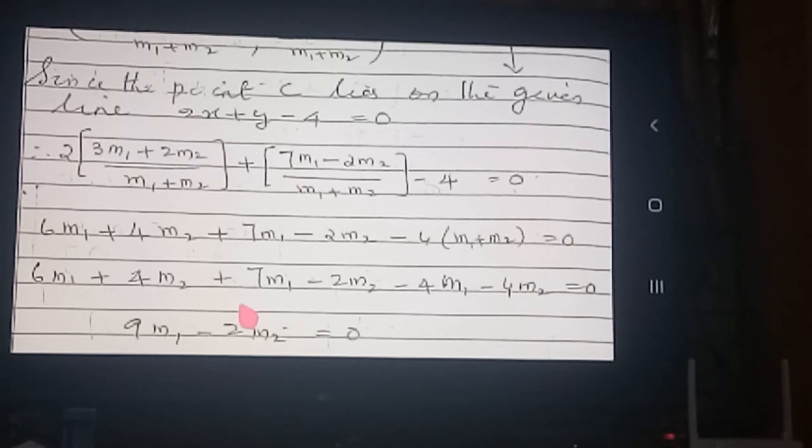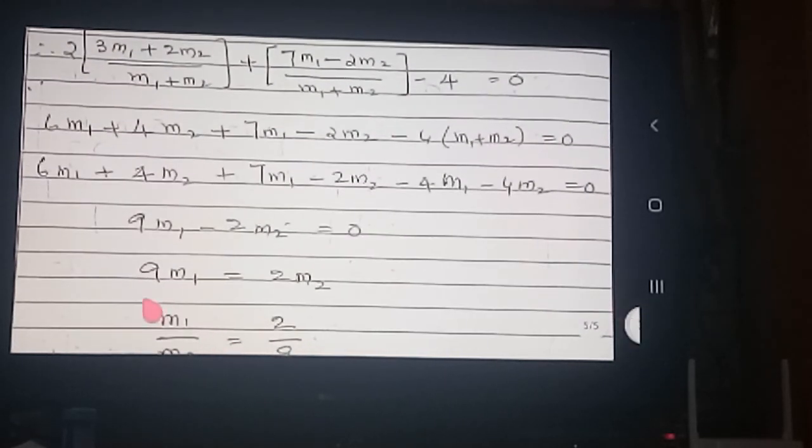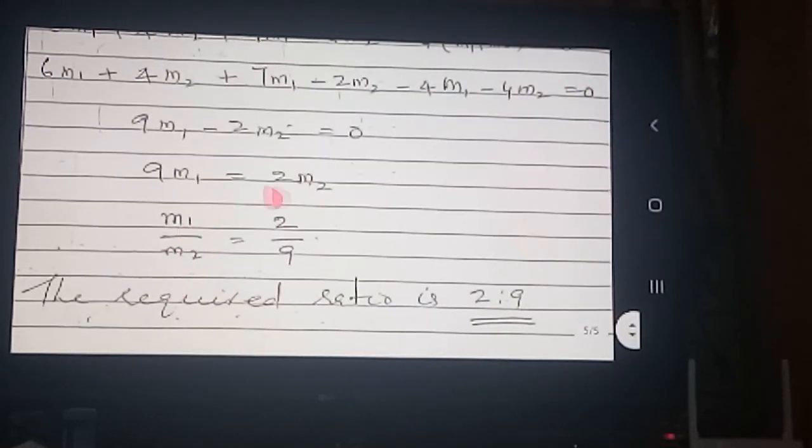Okay, now 9m1 is equal to what will come? This minus 2m2 shifts here, 2m2. Therefore m1 by m2, how much will come? 9m1 is equal to 2m2, got it? Therefore, m1 by m2 is equal to 2 by 9. Therefore, what is the ratio? Ratio is 2 is to 9. Okay, go through the sums properly once more.